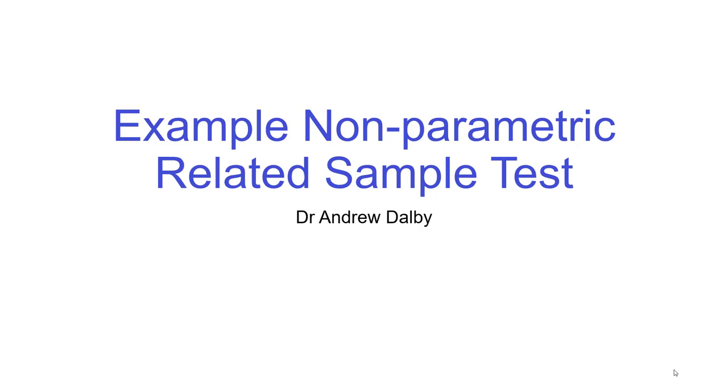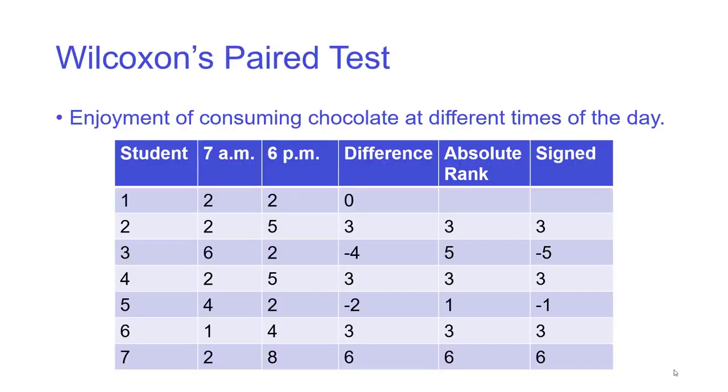This is an example of a related set of samples. These can happen when you've got an individual that has got a before and after. So the reason for doing related samples tests is that you're trying to reduce experimental variability using this process of blocking or pairing. The example that we've got here is about enjoyment of chocolate at 2 different times of the day. So you've got an individual and you ask them for their opinion twice.